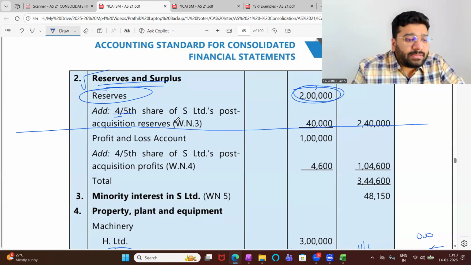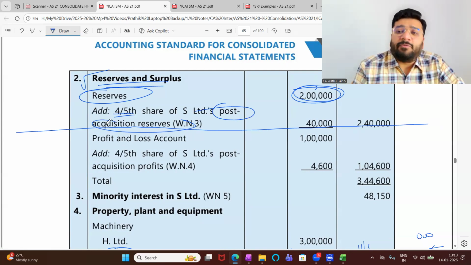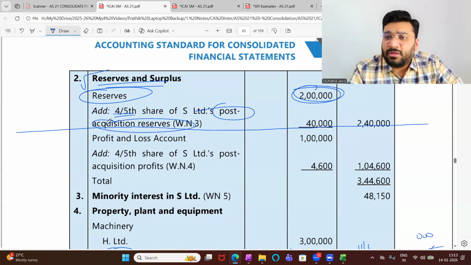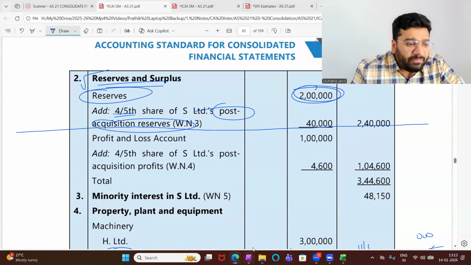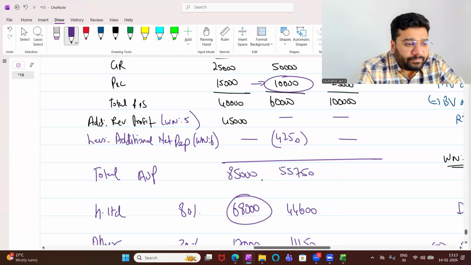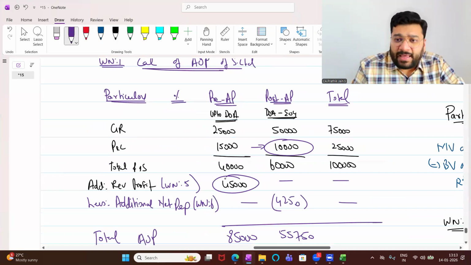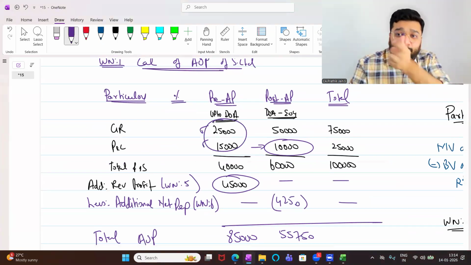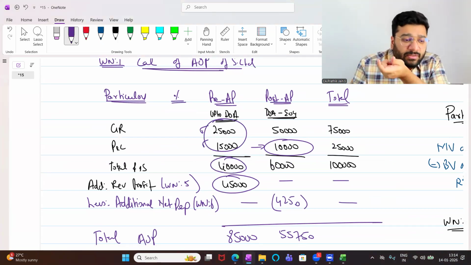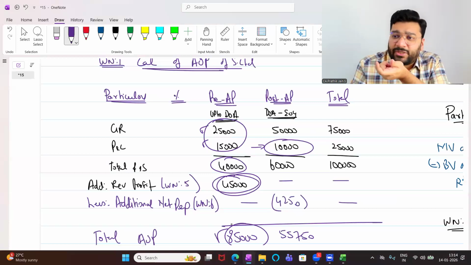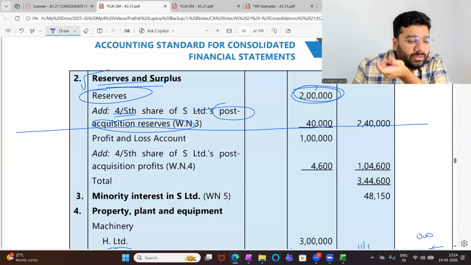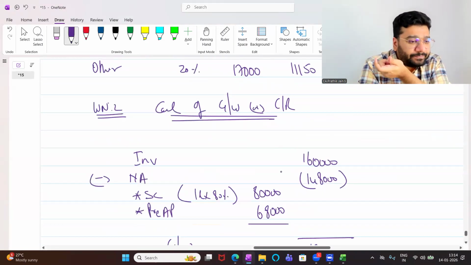And here what they have done is taken the post acquisition reserve part. We will not do all this. Why? Because when we did AOP, we have done the combined AOP. So here this 45,000 is nothing but the breakup of GR and P&L. GR and P&L put together is 40,000. We have added profit to this and done the AOP bifurcation. Am I clear? So my humble advice is that you can do reserve and surplus like this.